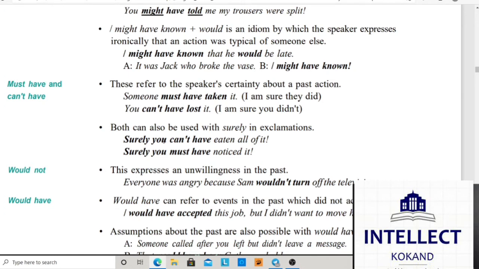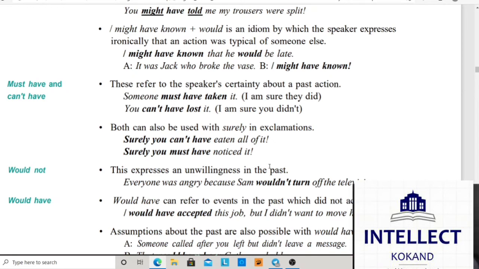Surely you must have noticed it. Ha, ko'rgandirsan, qanaqadir belgini ko'rish kerak edi-da u. Nima deysiz? Surely you must have noticed it, seen it, yeah. Would not expresses an unwillingness in the past. O'shanaqa qilmasdi, bunaqa qilmasdi. Hech vazifa jo'natmasdi, biz bilan bitta o'qigan bala bor edi. Hech vazifa jo'natmasdi demoqchiman.